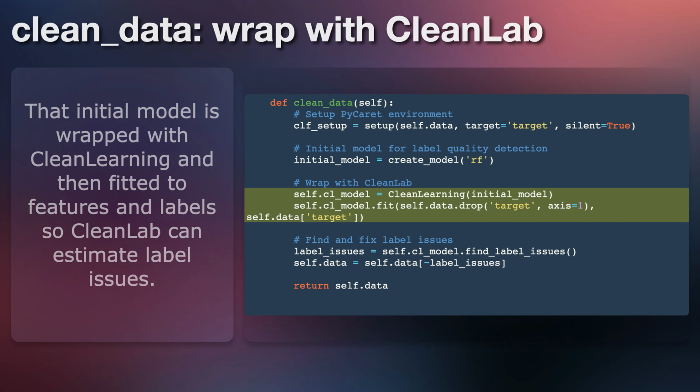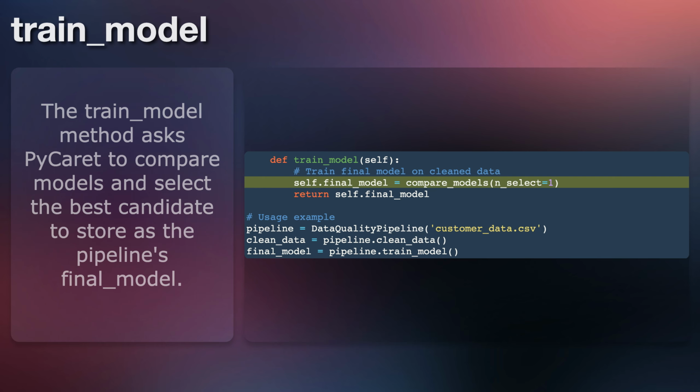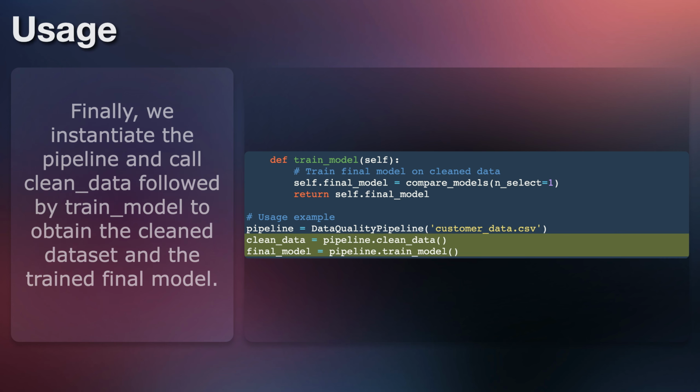That initial model is wrapped with CleanLearning and then fitted to features and labels so CleanLab can estimate label issues. We detect suspected label issues and filter those rows out of the data frame to return a cleaned dataset. The train_model method asks PyCaret to compare models and select the best candidate to store as the pipeline's final model. Finally, we instantiate the pipeline and call clean_data followed by train_model to obtain the clean dataset and the trained final model.